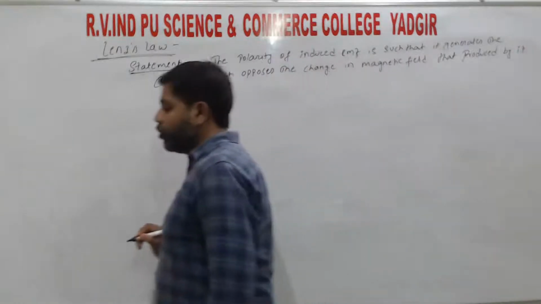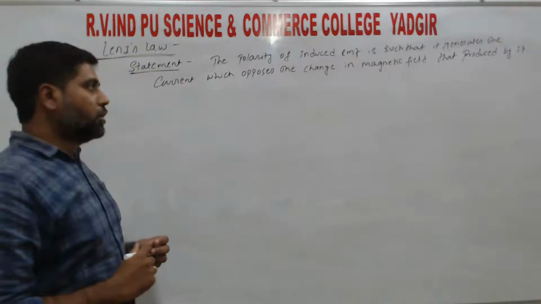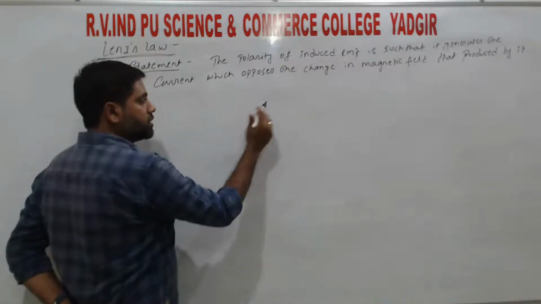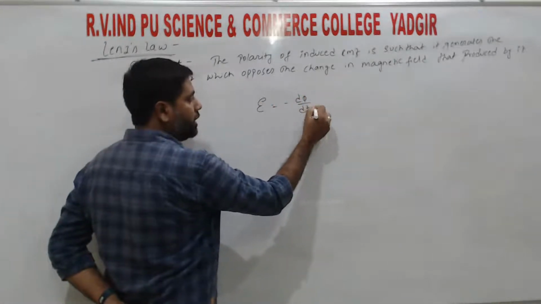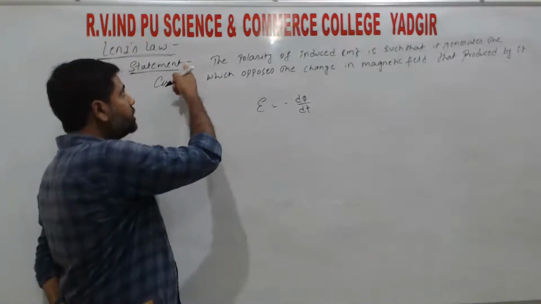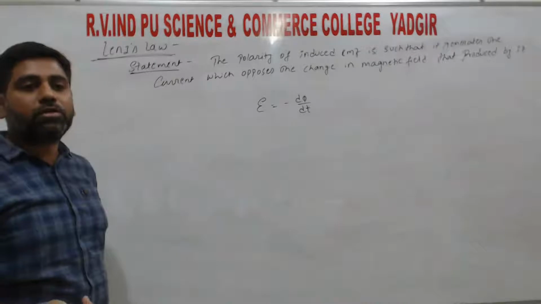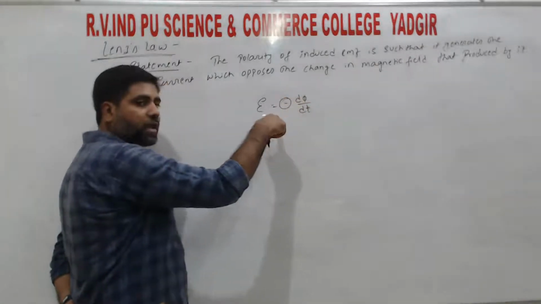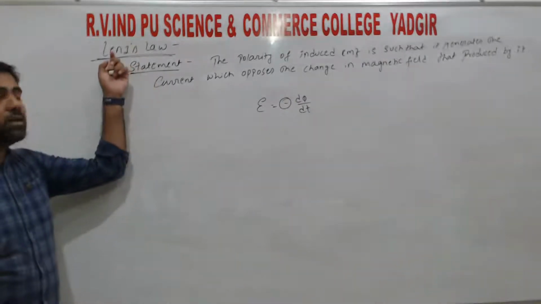So this is one more important statement, Lenz's law, right? Previously we discussed Faraday's law: E equals minus d phi by dt, right? So why did we take the minus? That is given by Lenz's law. Lenz's law gives the polarity of the induced EMF. Polarity is nothing but the sign, positive sign or negative sign. The law that tells us this is Lenz's law.